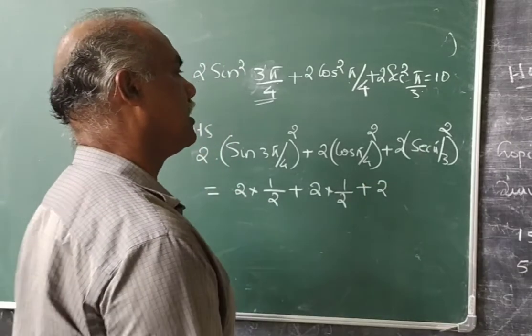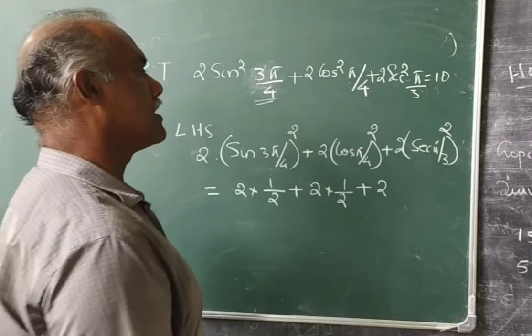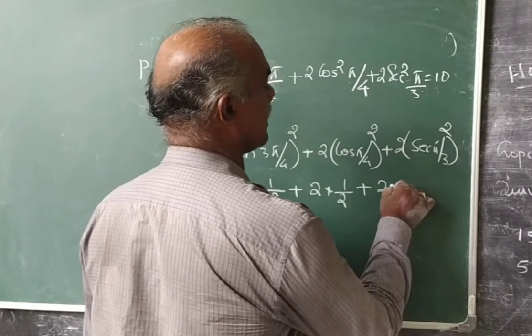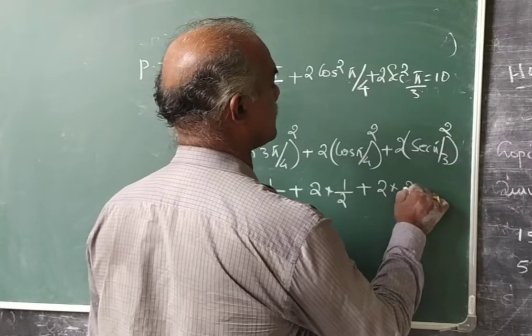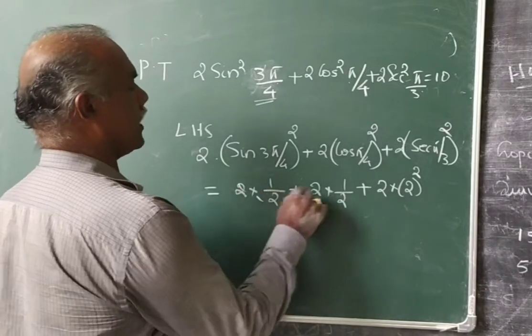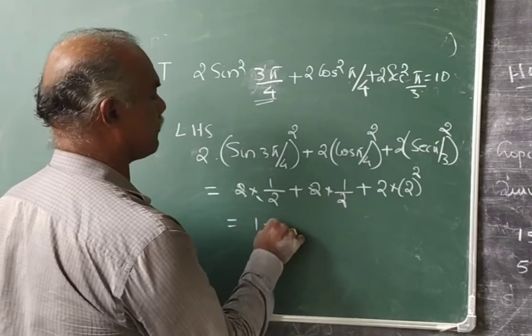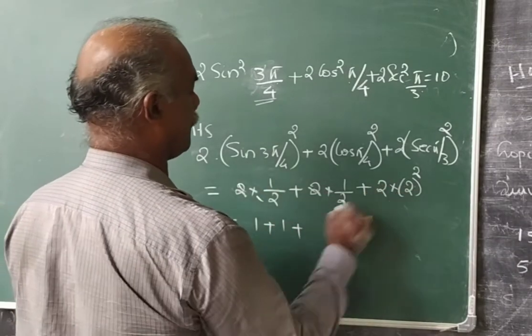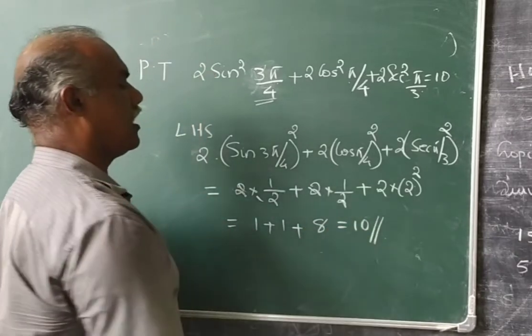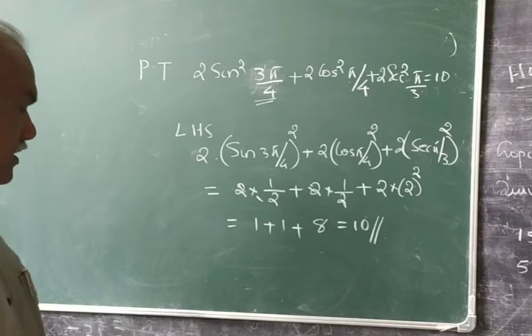pi by 3, which is the reciprocal of cos pi by 3, which is again 2. So this is 2 square. 2 and 2 are cancelled. The remaining is 1 plus 2 into 4, that is 8, which is equal to 10, and that is the RHS.